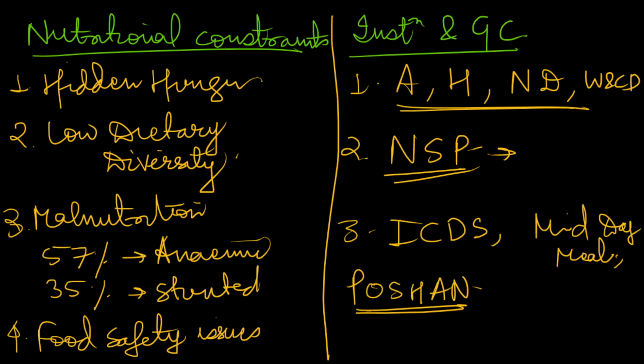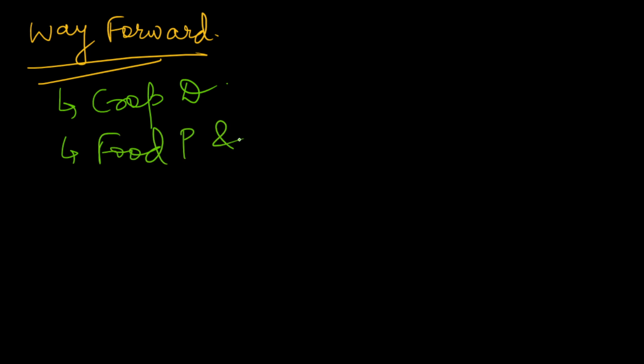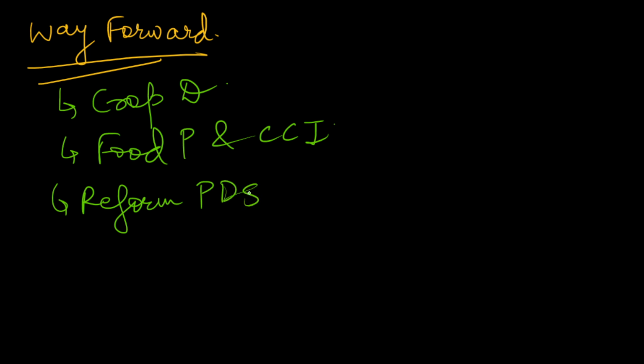Now you can also add some way forward here, at the end, on how to deal with these constraints. You can mention that we have to promote crop diversification. We have to strengthen our food processing and cold chain infrastructure. We need to reform PDS. In crop diversification, we also need to focus on pulses, millets and wild seeds. Similarly in PDS, we need to include pulses, millets and fortified foods.